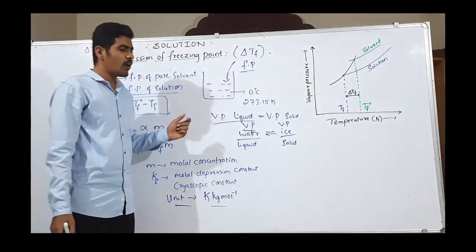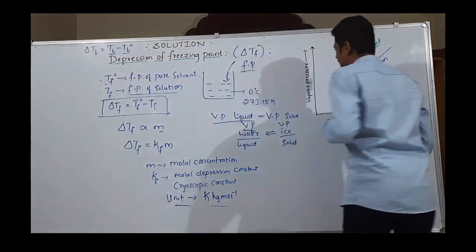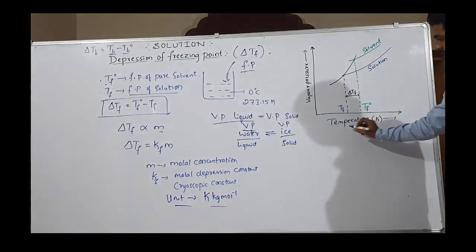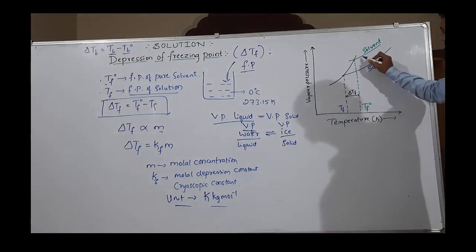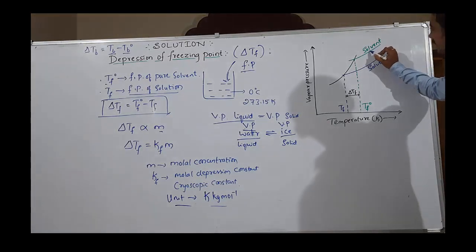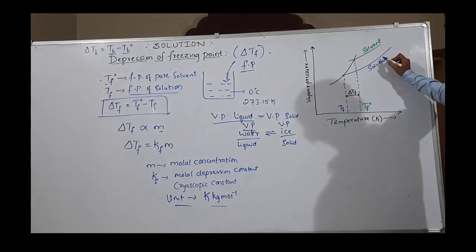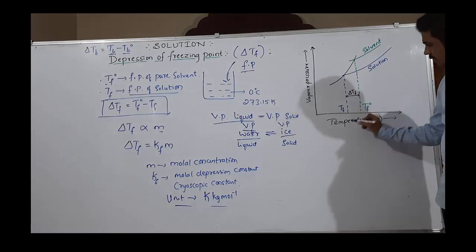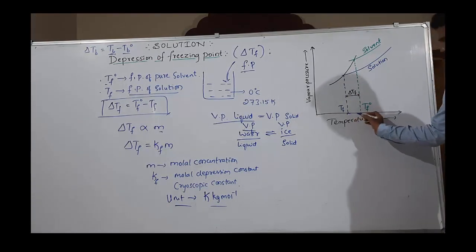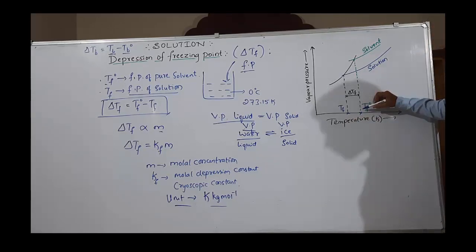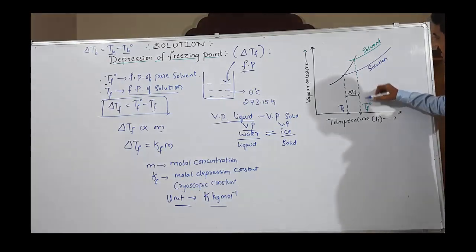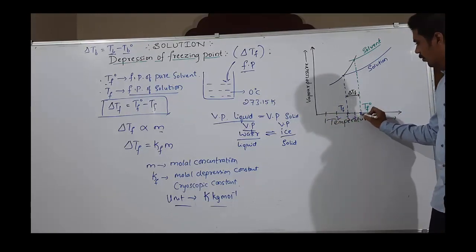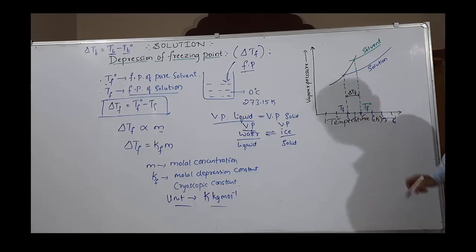And this depression of freezing point can be observed or represented in this graph. Here, when we plot the graph of vapor pressure against temperature in Kelvin, this green curve indicates the freezing point of solvent, and this blue curve represents the freezing point of solution. So you can observe this one is the freezing point of solution, and this one is the freezing point of solvent. Which one has the higher value? The freezing point of solvent. So if you consider this one as 1, 2, 3, 4, 5, 6, 7, 8. Okay?